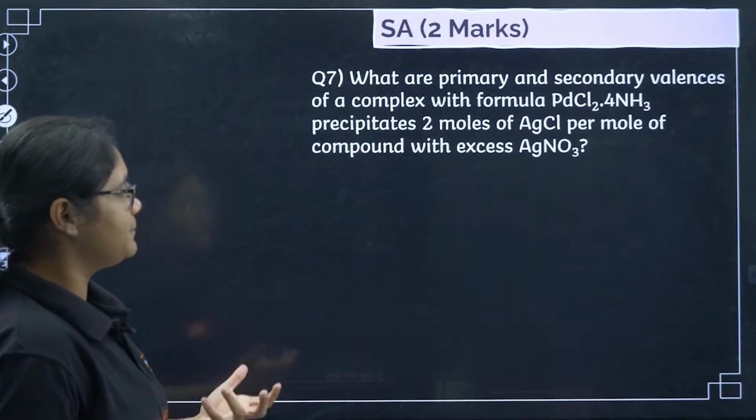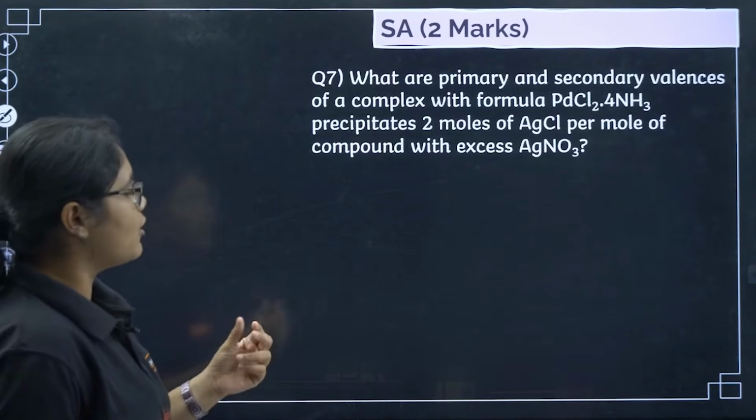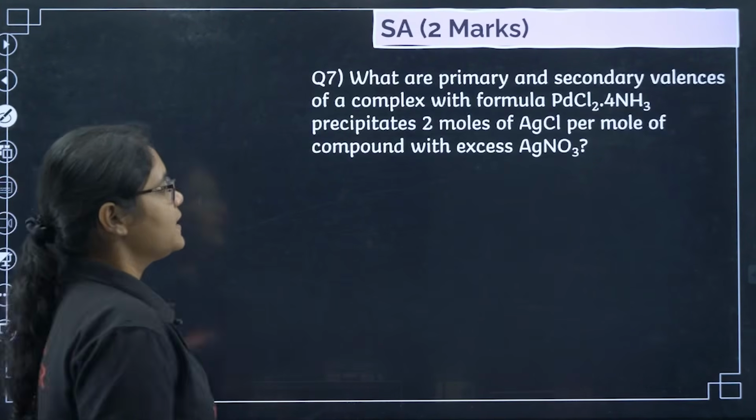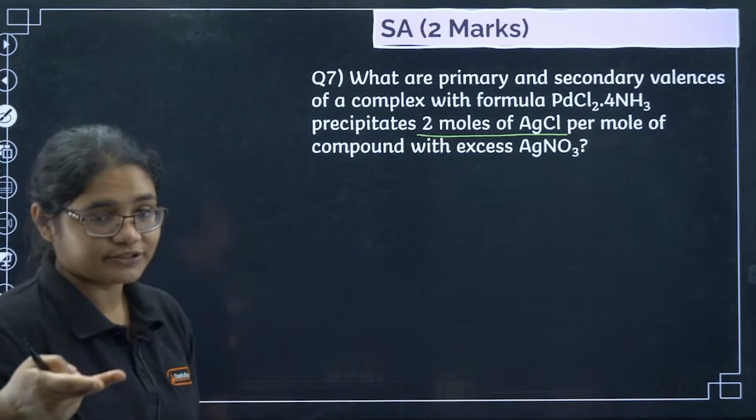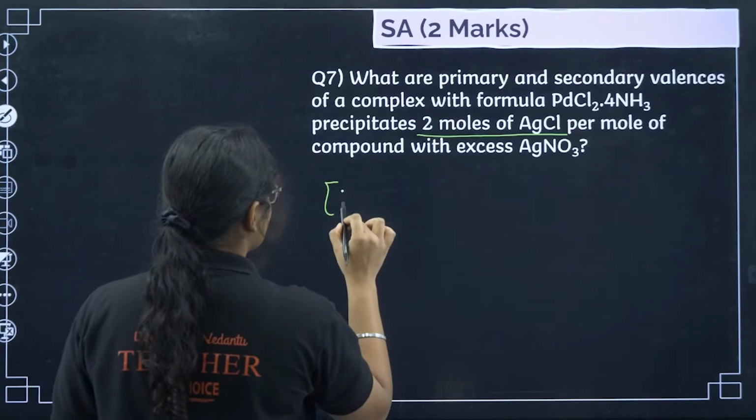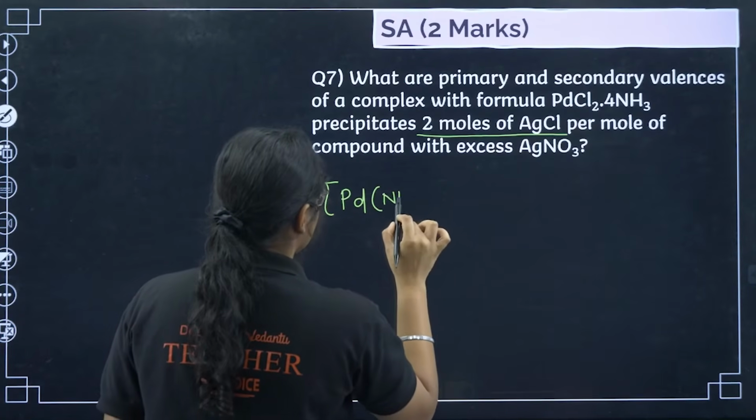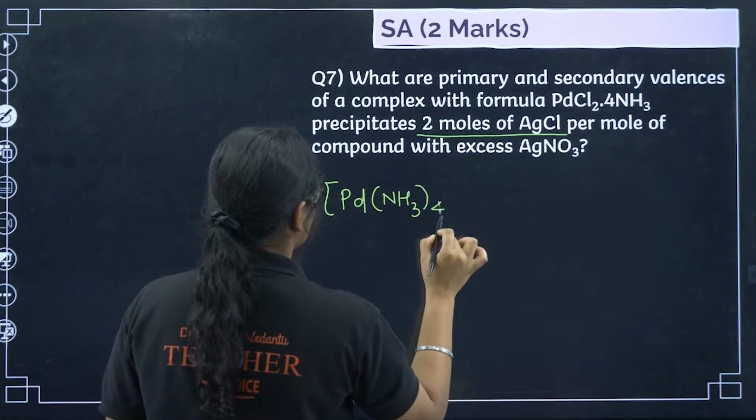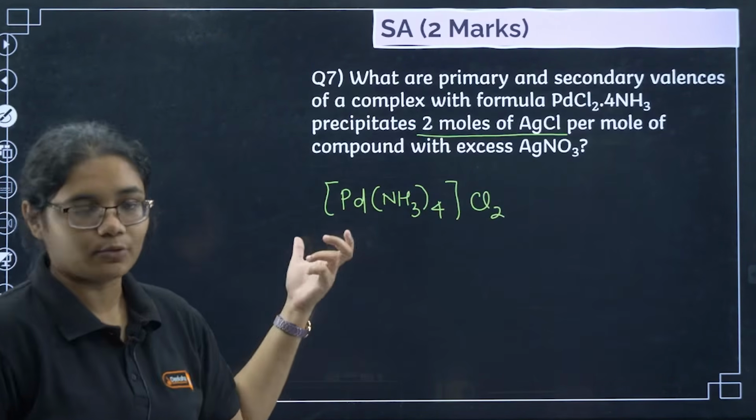Now moving to the 7th question, what are the primary and secondary valencies of a complex with molecular formula PdCl2.4NH3 if it precipitates 2 moles of AgCl per mole of compound with excess AgNO3? If you are getting 2 moles of AgCl, that means 2 chlorine will be outside. So what will be the formula of the compound? I will keep 2 chlorine outside, and this is the formula of the compound.